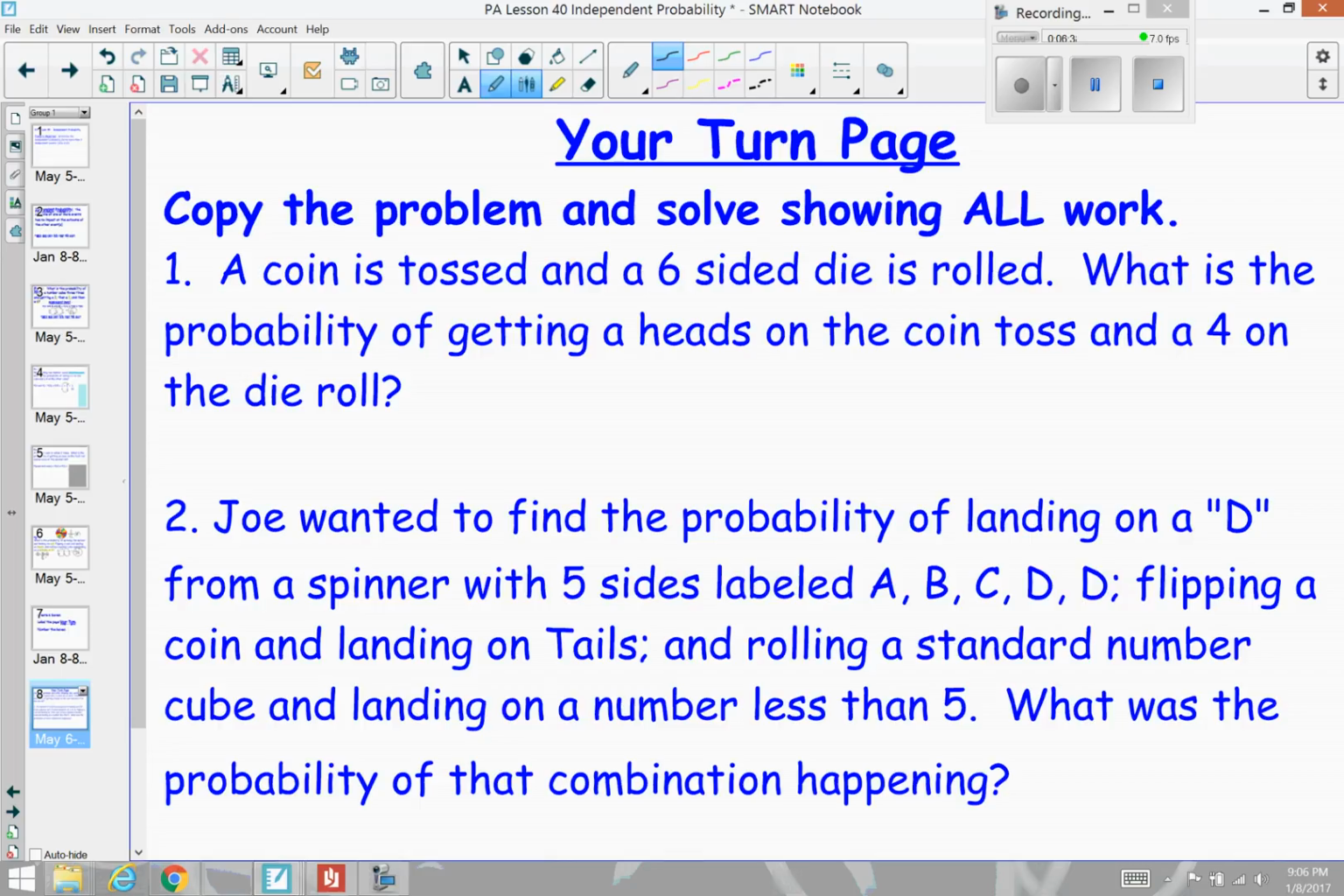Great. Now on the Your Turn page, we are going to copy these 2 examples down, find the probability of these events happening, and solving them, showing all of your work. Good luck.